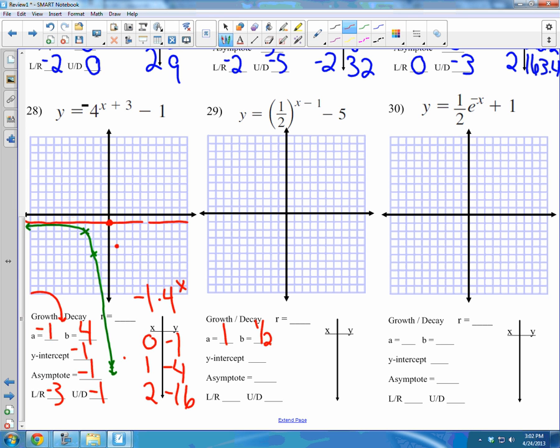All right, 29. 29, B is 1/2, A is 1. So when I make my t-chart, I will be leaving out the -1, -5. This will be my t-chart. So when I'm picking a y-intercept of 0, I'm saying 1/2 to the 0 power, which is 1. So that's why that works. My left-right number, 1 turns my exponent into 0. -5 is what's added on, and that's my wall.